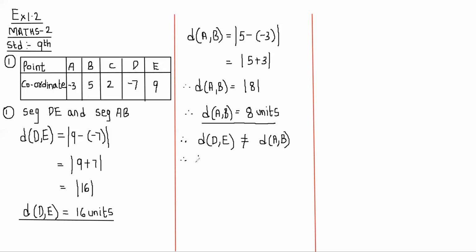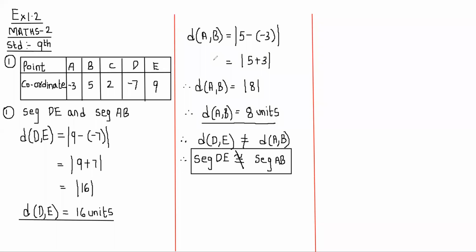Therefore, our final answer: segment DE is not congruent. So we'll put a congruent sign and cancel it. Segment DE is not congruent to segment AB. And this is our first answer, that DE is not congruent to AB.